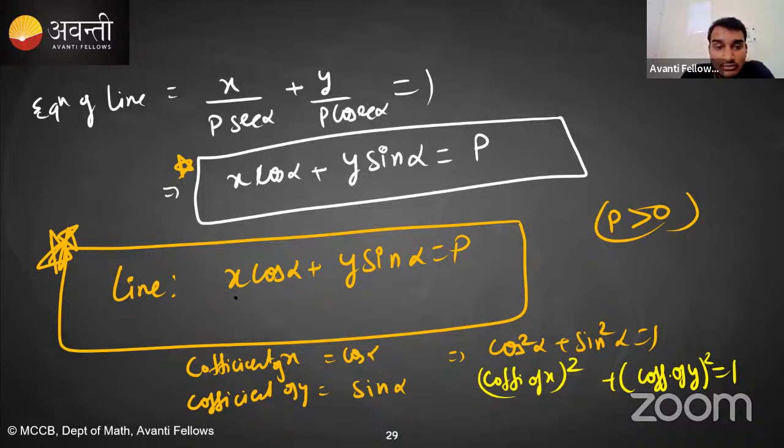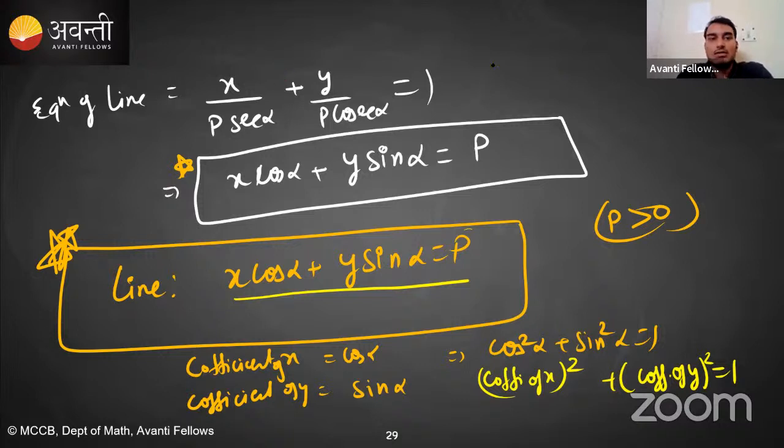So it means in the slope form, in the normal form, coefficient of x square plus coefficient of y square कितना होता है? 1. क्लियर? And this p is greater than 0 because p is the distance of a line from origin. I hope this is clear to you.